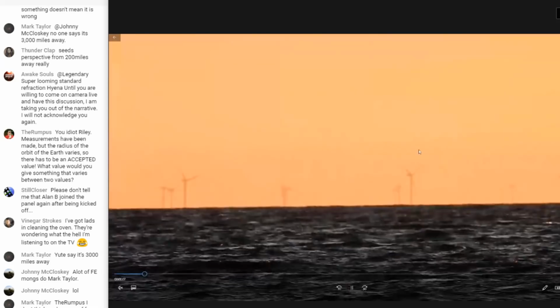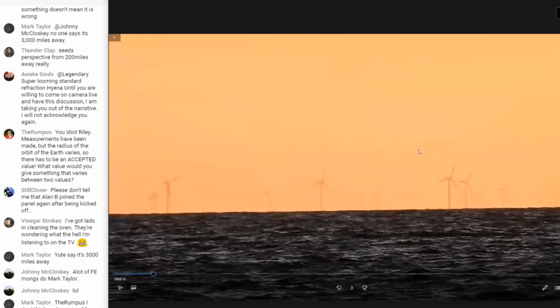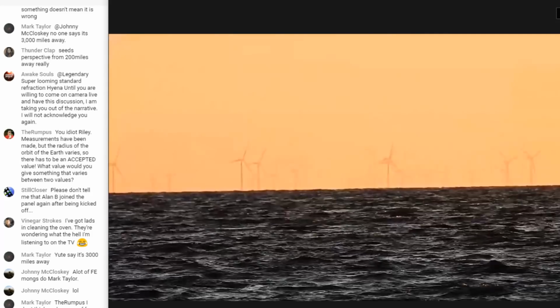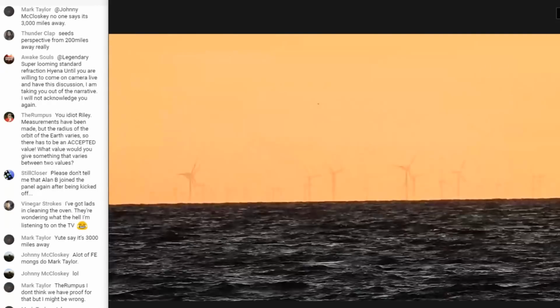The Earth's flat, guys. So whilst you're cleaning your oven, just be thinking about how flat and level those wire mesh grills are. That's the horizon that you see every time you go to the beach.